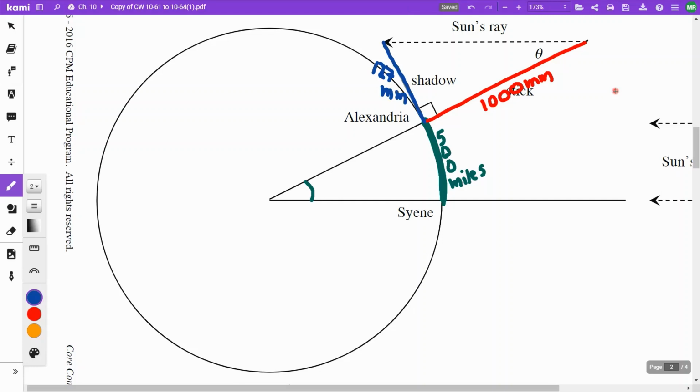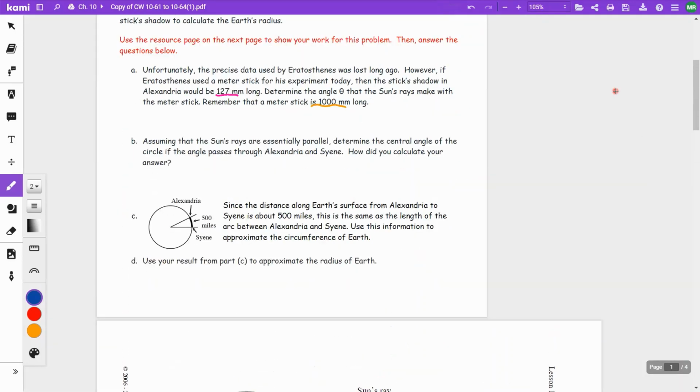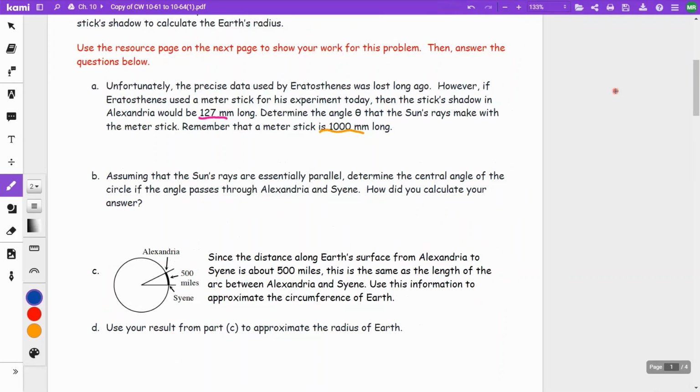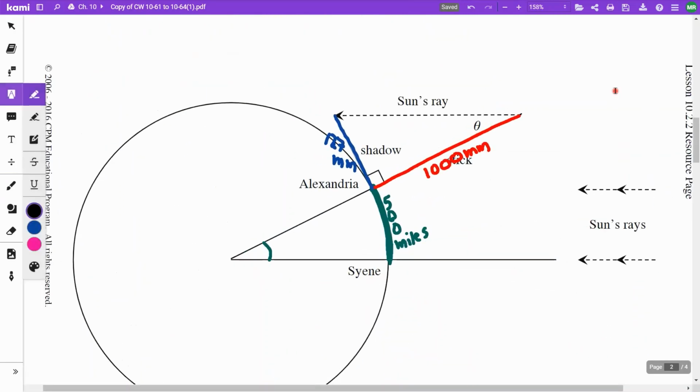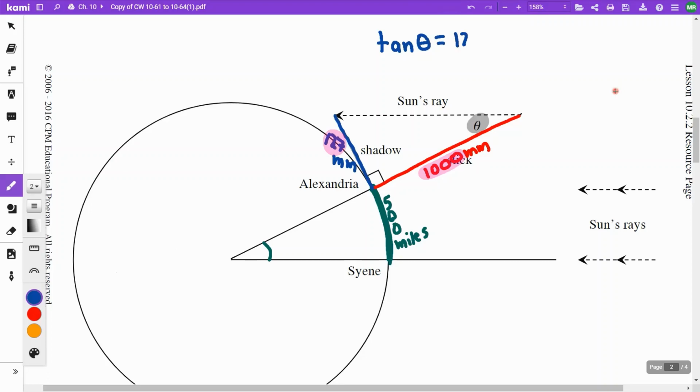The first question that they're asking us is to determine the angle theta that the sun's rays make with the meter stick. That's the first thing we want to find, so that is this right here. What we see is that this is opposite and this is adjacent, so I'm going to use tangent. Tangent theta is equal to opposite, which is 127, over adjacent, which is 1,000. Now I want the angle theta, so I'm going to have to do tan inverse of 127 over 1,000.